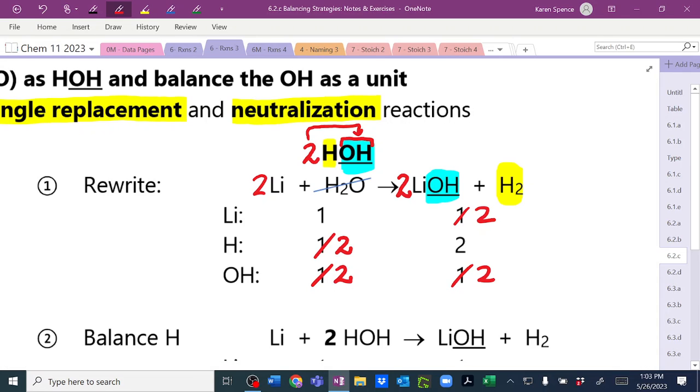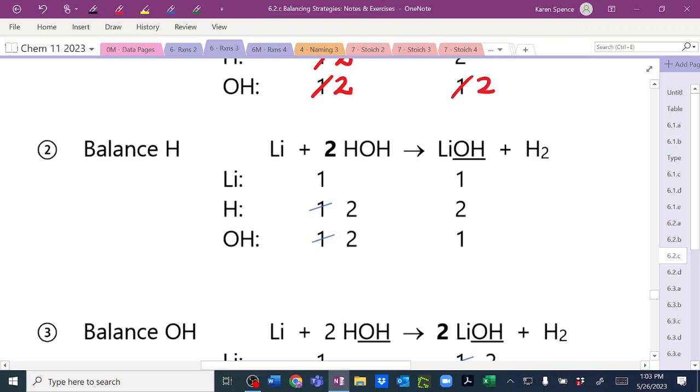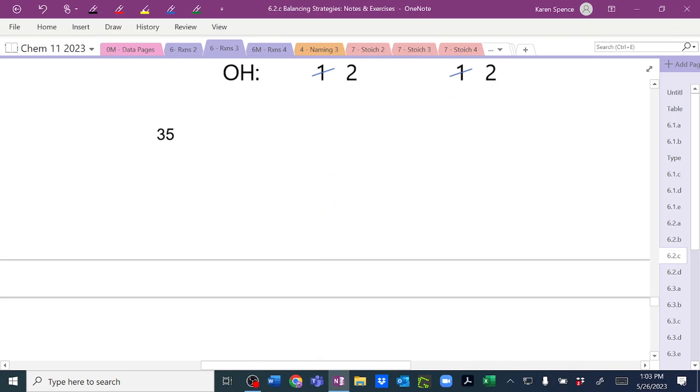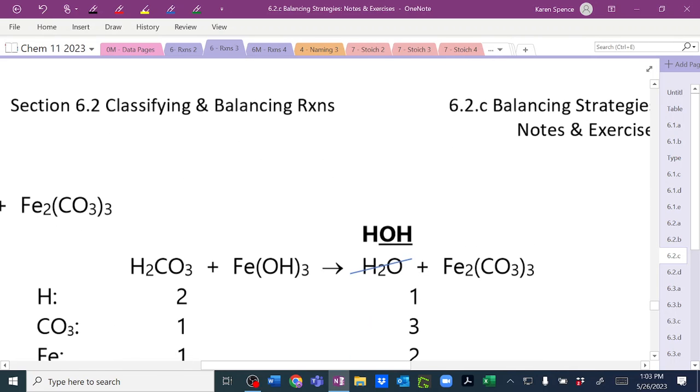Did that seem pretty straightforward? It can be less straightforward if you leave it as H2O. If you want to try it for yourself sometime, just give it a go. I'm not going to bother because I like doing it this way. It makes me happy. All right, page 36.